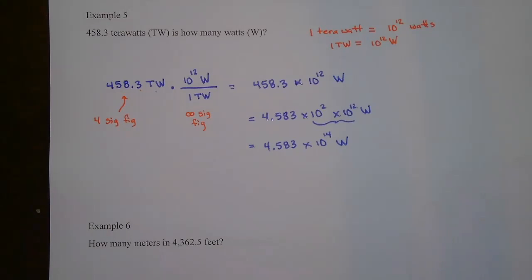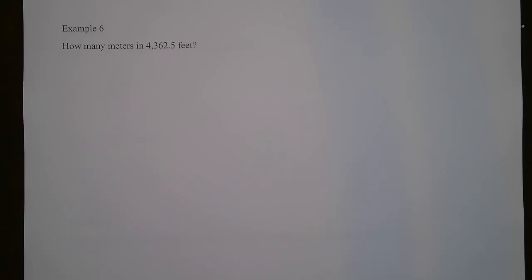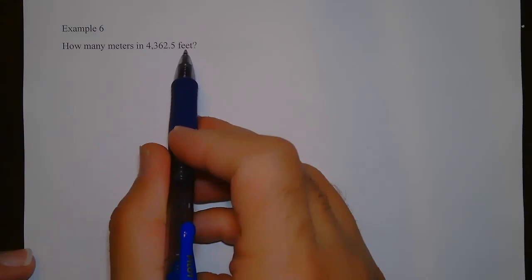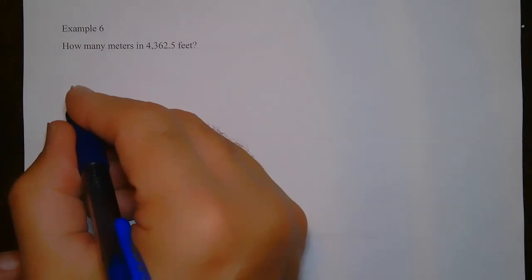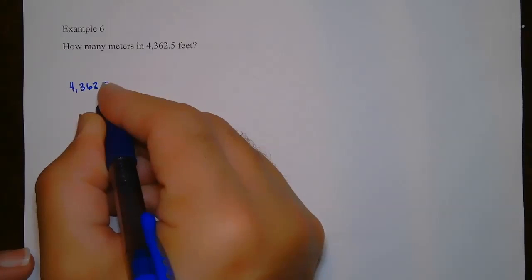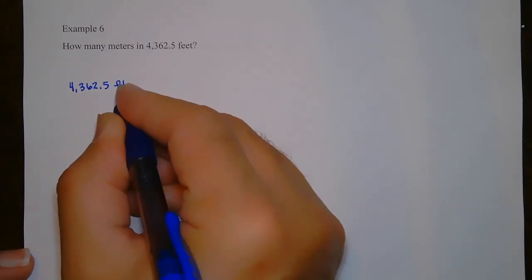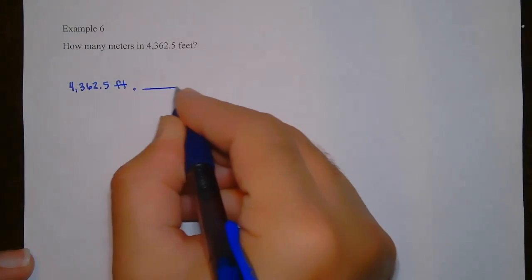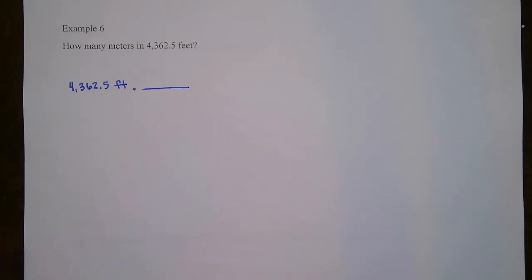Okay, let's go to the next one. So this question is how many meters are in 4,362.5 feet. So that's what we're starting with. That's how many feet we have. We have 4,362.5 feet times, and what I want to do is convert that to meters.